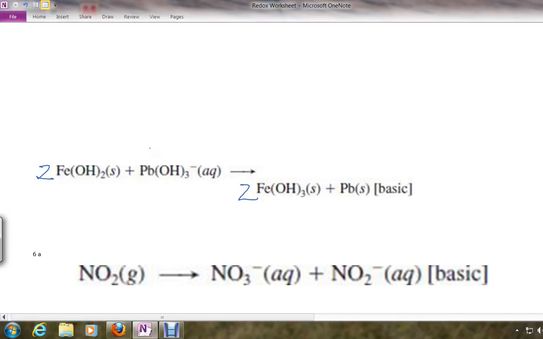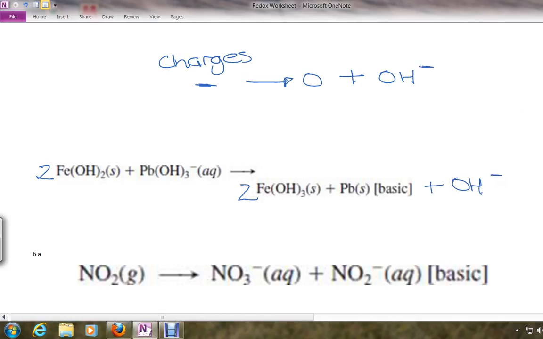So now let's look at the charge. You got -1 on the left and 0 on the right. So what do you have to add? Plus 1 OH minus. Okay. So now you got the charge balance. We got 1 and 1. So now what do we need to balance?